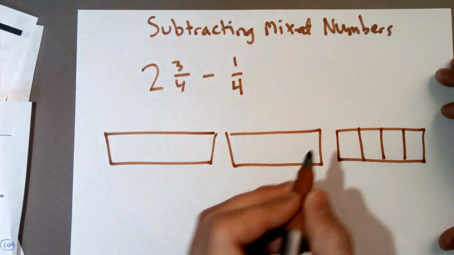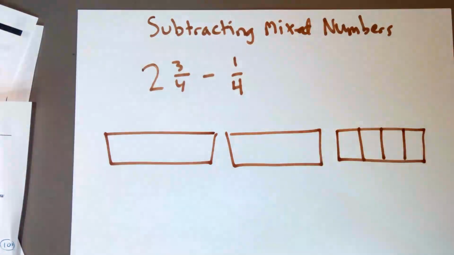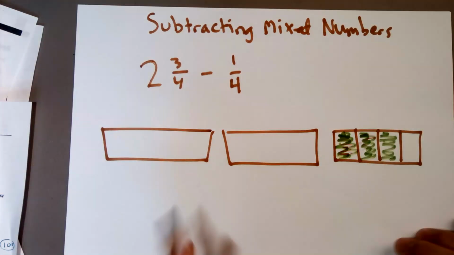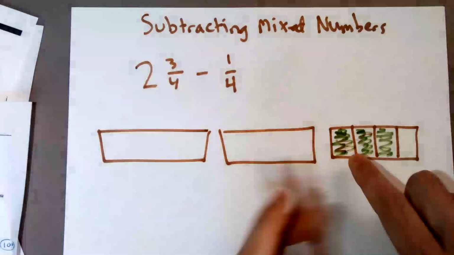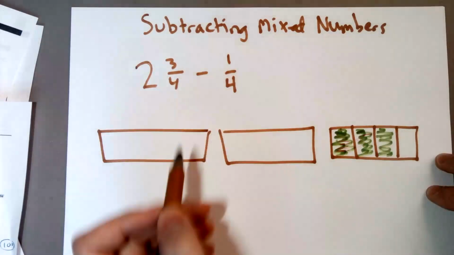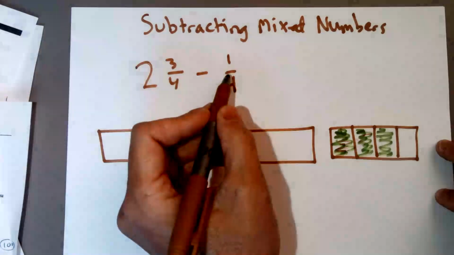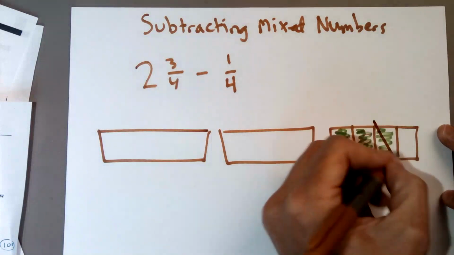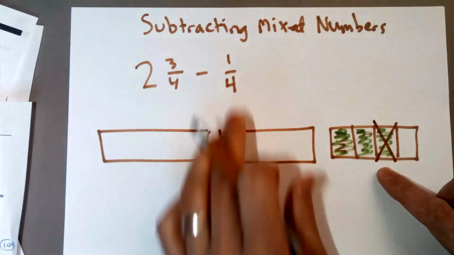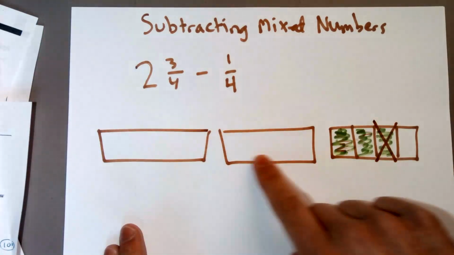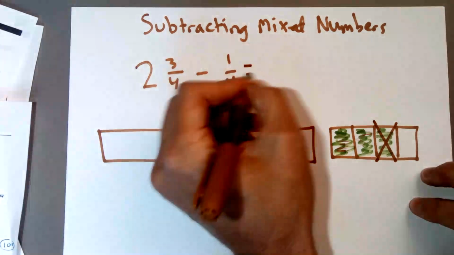So if I shade this in, let me get another color. This is a picture of 2 3/4, and I'm subtracting 1/4 away. To show subtraction, we just cross out 1/4, and you can see that I'm left with 2 wholes and 2/4.